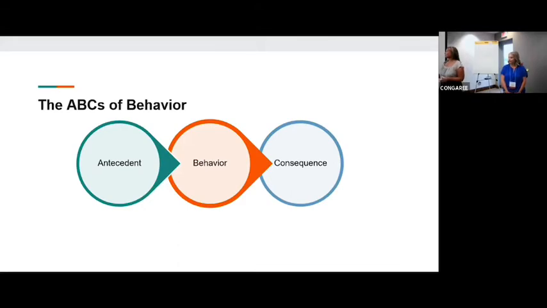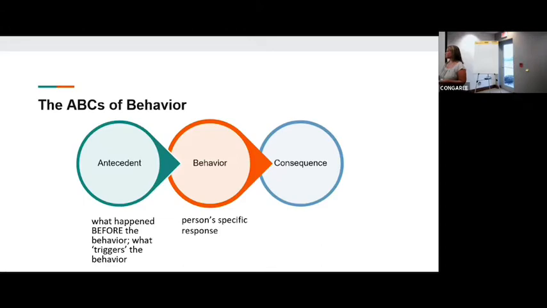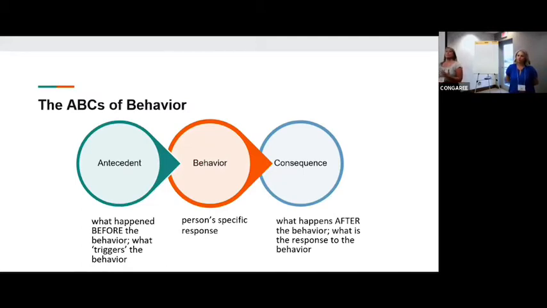So the A is for antecedent. The antecedent is what happened immediately before the behavior occurs. So what triggers the behavior, and it's immediately before. The behavior is obviously the person's specific response. So what is that person doing and engaging in? And then the C stands for consequence. What happens after the behavior? Immediately after, it's the response to the behavior.